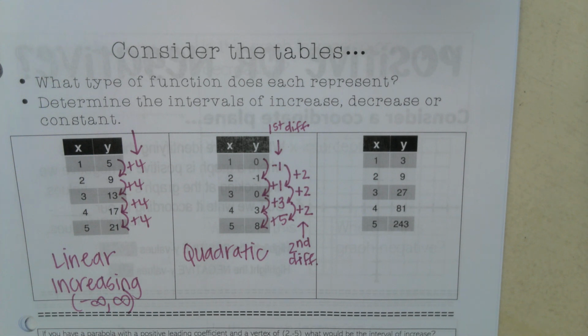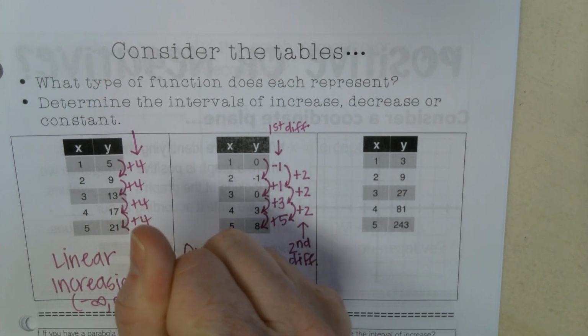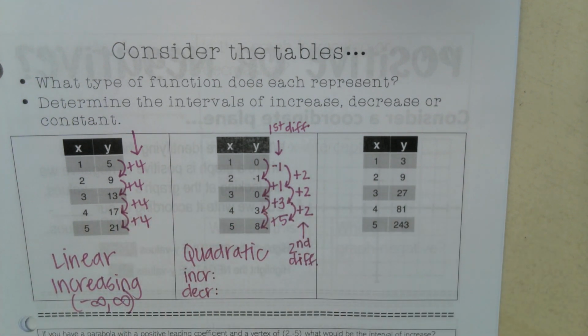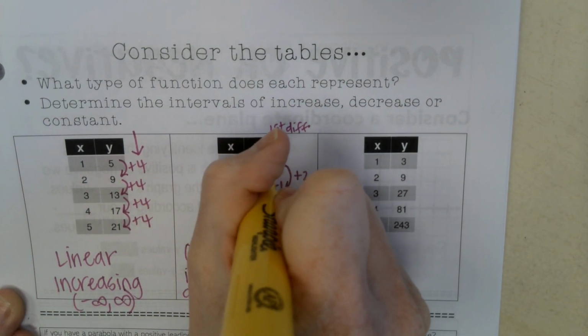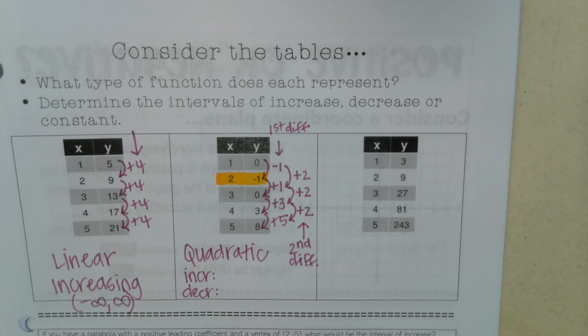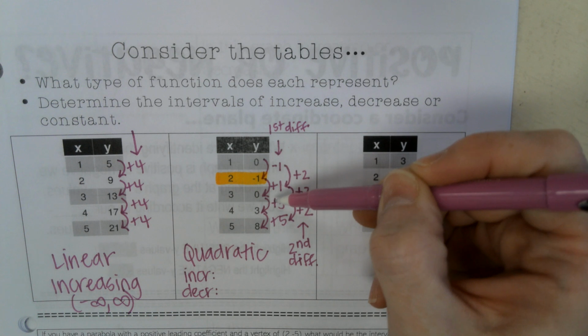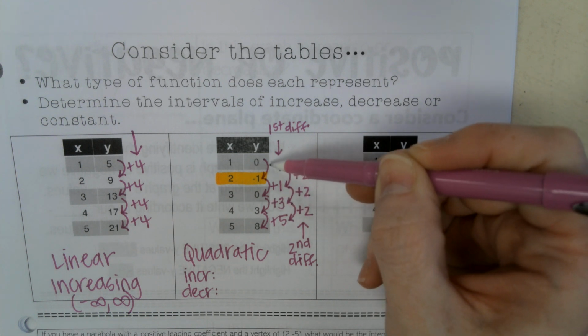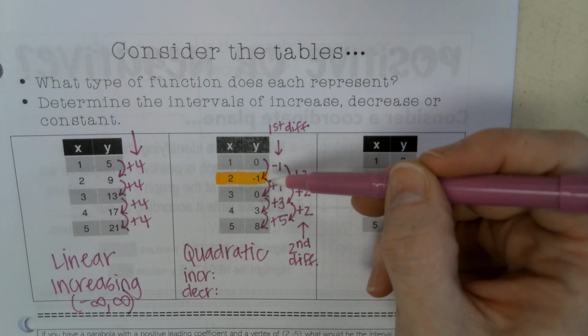And what do we know about quadratics? They turn. So there is an interval of increase and there is an interval of decrease. Do you see right here in your table, you've got this 2, negative 1? Do you see how on one side of it, it was going down, and then it turned and went up? Where that change happens is where the graph turns.